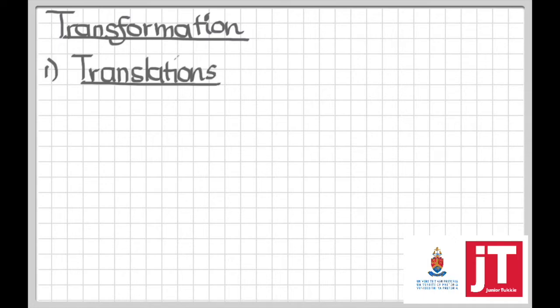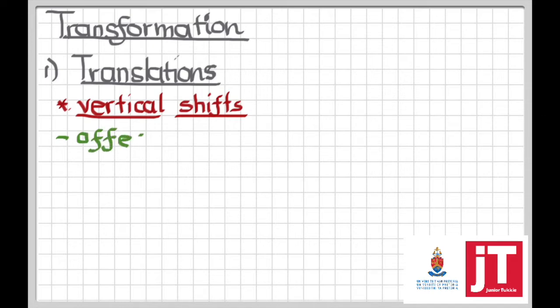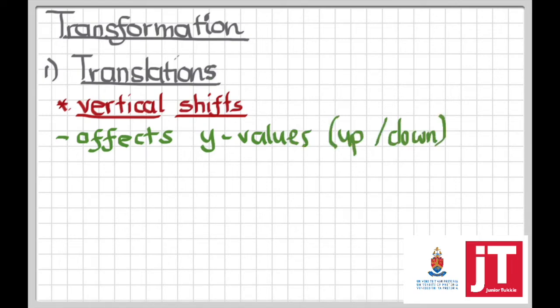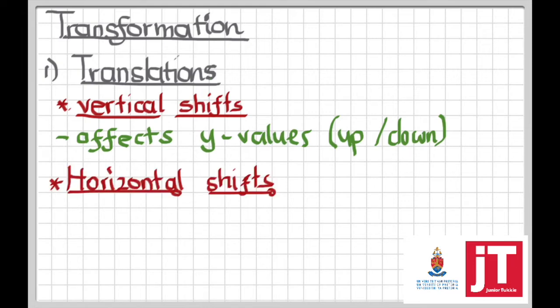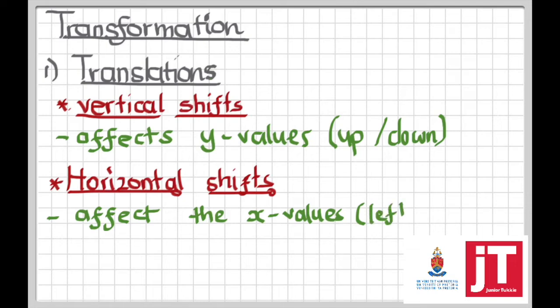With translations, there are 2 types of translations, which again you would have covered already. The first one involves vertical shift. With vertical shifts, you would recall that this only affects your y values. In other words, it's an upward movement or downward movement of your graph or your points. We move on to the second type of translation, and this one involves a horizontal shift. With horizontal shift, it's the exact opposite, and this one will affect the x values. In other words, it's a leftward movement or a rightward movement of your graphs.